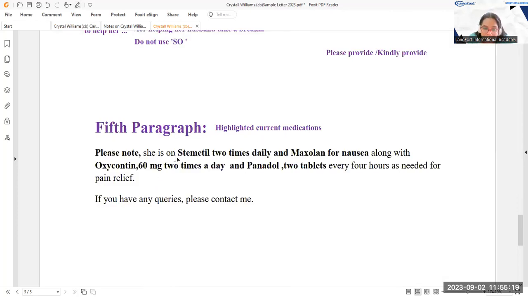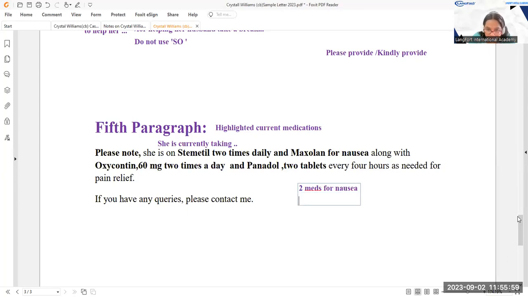As you can see, please note she is on, or I can say she is currently taking. It's up to me, whichever structure I want to write, I can write. She's currently taking Stemetil 2 times daily and Maxolon for nausea. So 2 medications for nausea, along with, instead of repeating "and", the Oxycontin 60 mg 2 times a day, and Panadol 2 tablets every 4 hours as needed for pain relief. So 2 medications for nausea, they are a pair.